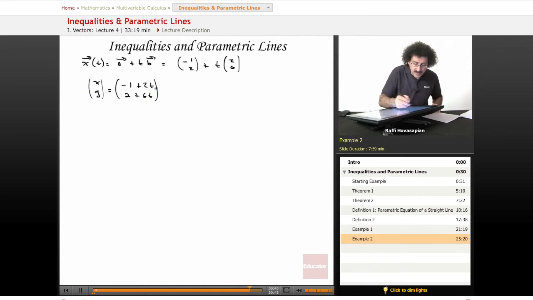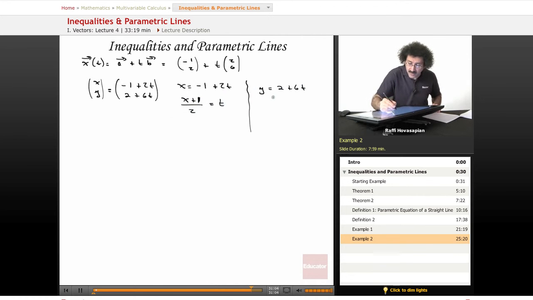Well, now let me separate these. X is equal to -1 plus 2t. Y is equal to 2 plus 6t. Let me solve for t. This is x plus 1 divided by 2 equals the parameter t. This is y minus 2 over 6 equals the parameter t.